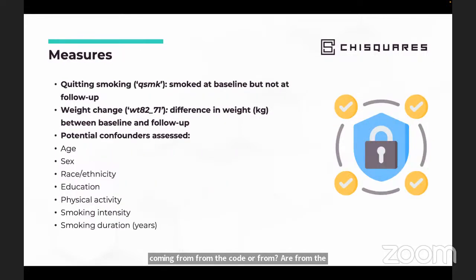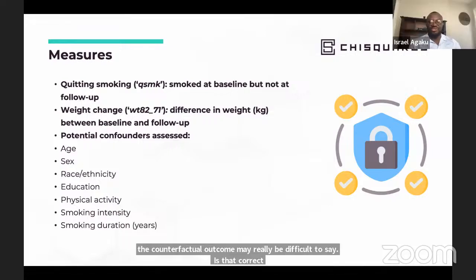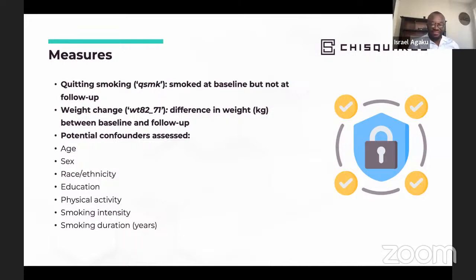Fabrice, please explain. Okay, in the meantime, another question. In terms of counterfactual, if Mary did not take the medication, she may still have died. So the counterfactual outcome may really be difficult to say. Is that correct? That is correct. But that's why I said earlier that the assumptions are more philosophical. There are things that we want to believe in.